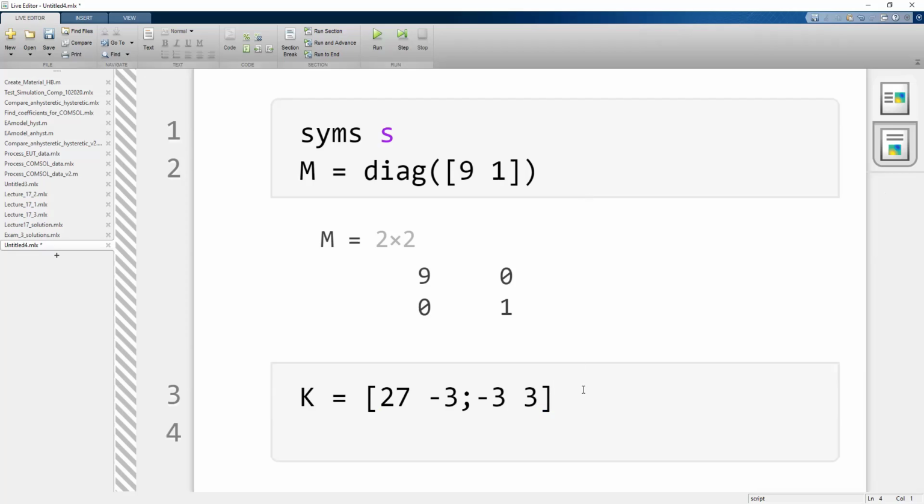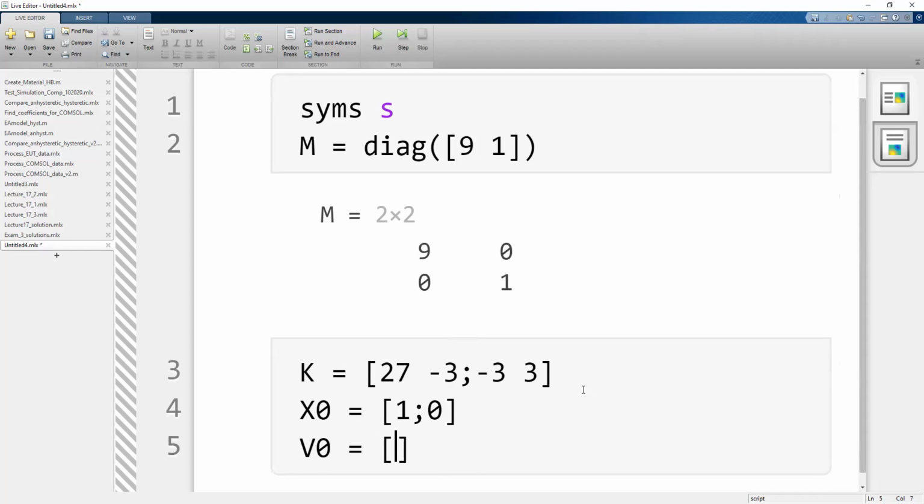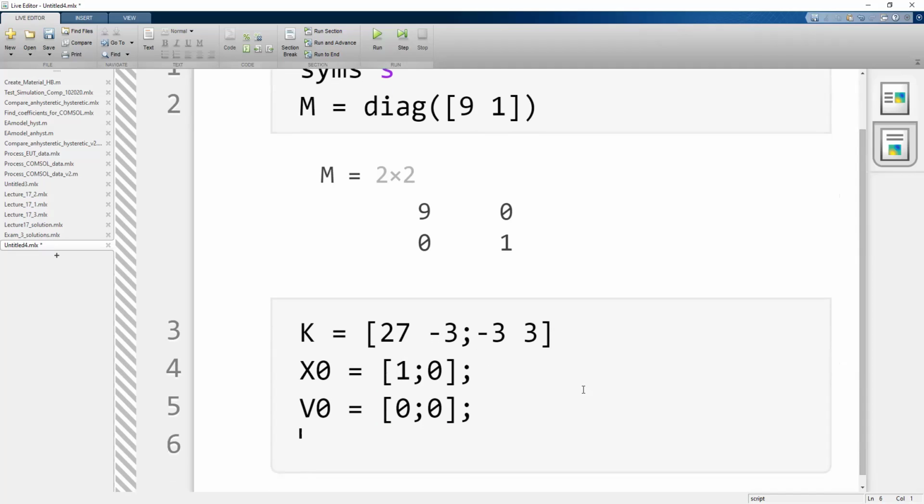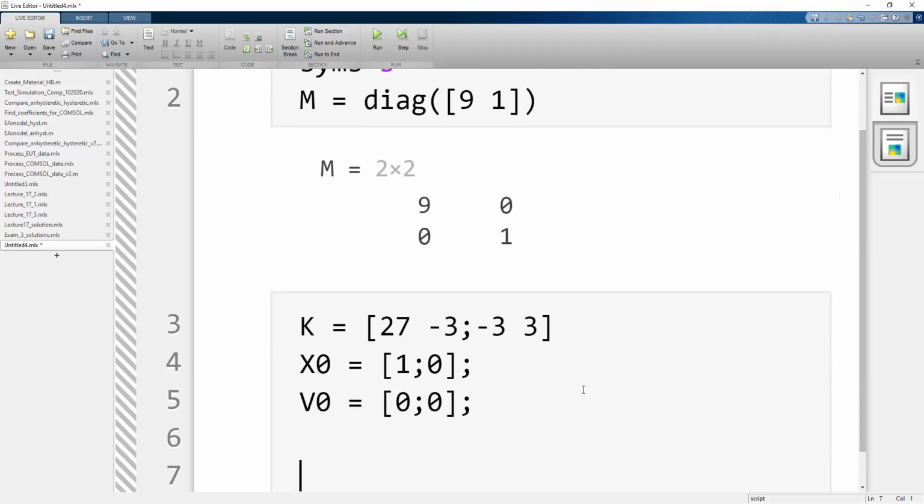We also need to define the initial positions. So initial positions are 1 and 0, and then initial velocity is 0, 0. All right. So then we need to create our A matrix.